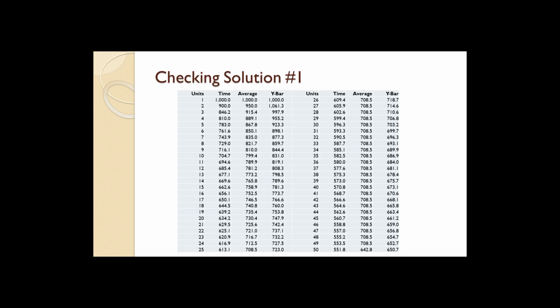The third column is a running average. For Unit 2, 1,000 plus 900 divided by 2 is 950. For Unit 3, 1,000 plus 900 plus 846.2, all divided by 3 equals 915.4. The remainder of these numbers are calculated the same way. This is the correct average, not an approximation. The fourth column is an approximation of the average we just calculated. As you can see, at Unit 2 it is more than 10% off. As we stated earlier, this approximation is not valid at smaller values of n. By the time we get to Unit 25, the approximation is only about 2% off. At Unit 50, it is only a little more than 1% off.